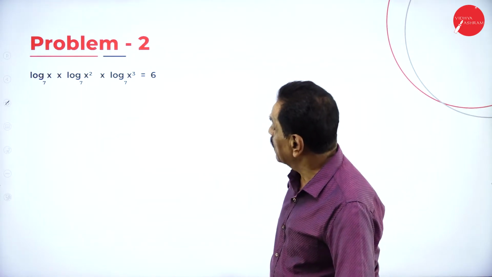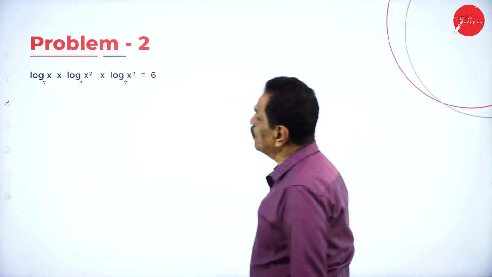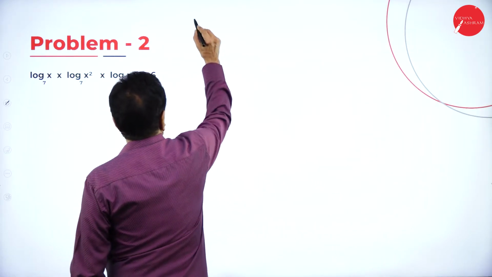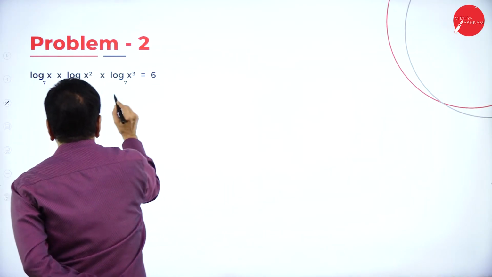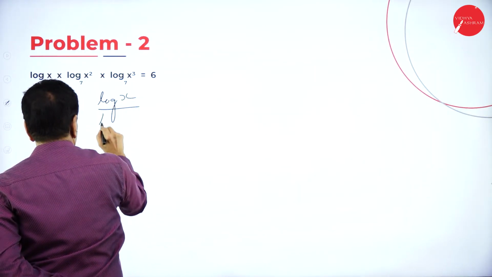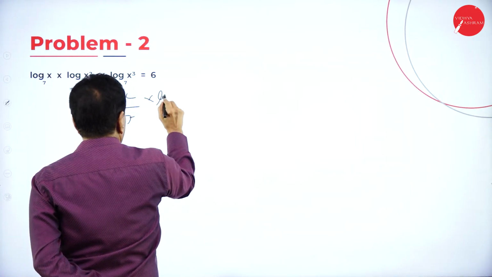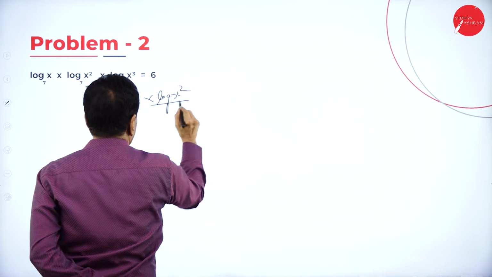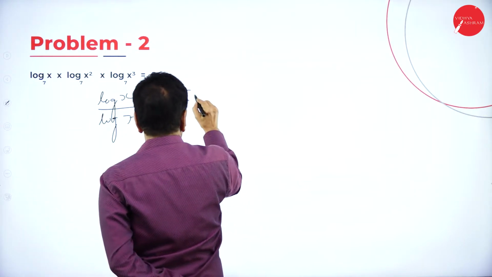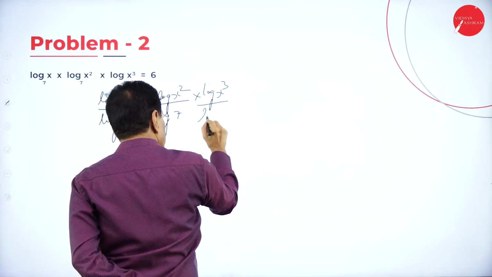What does the problem say? Log x to the base 7, log x squared to the base 7, log x cubed to the base 7. We can write log x to the base 7 into log x squared to the base 7 into log x cubed to the base 7.